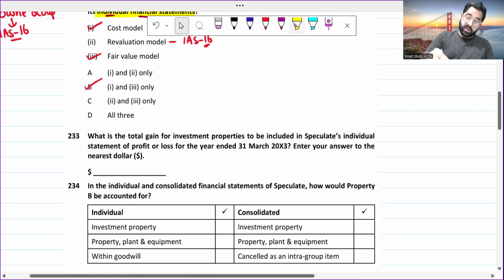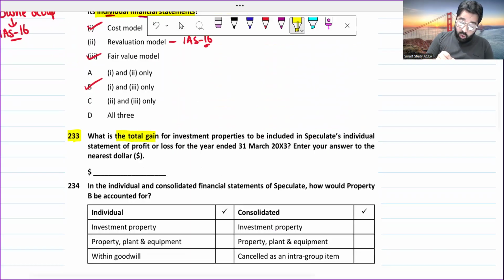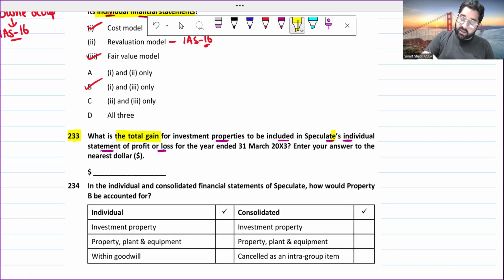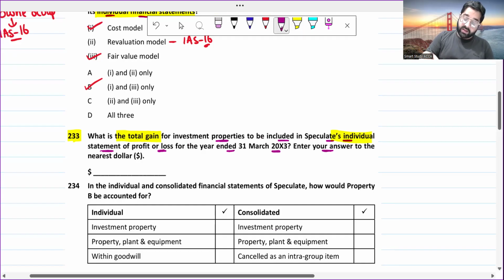Okay, now question 233. What is the total gain? The examiner is asking about the total gain for investment property to be included in Speculate's individual statement of profit or loss, not in consolidated. It is in the individual financial statement, right? For the year ended 31st March 20x3, enter your answer to the nearest dollar.